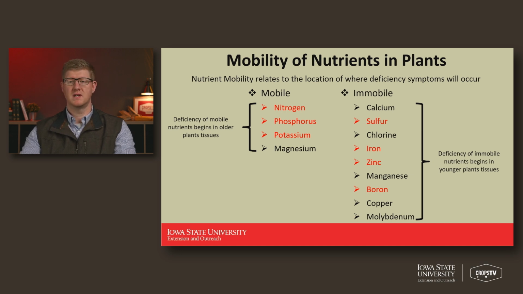Now on the immobile side, so your sulfur, iron, zinc, boron, these nutrients are immobile, meaning that they do not move from plant part to plant part. And so the deficiency symptoms of these nutrients are typically going to occur first in the younger plant tissues, so the newer leaves that are forming.